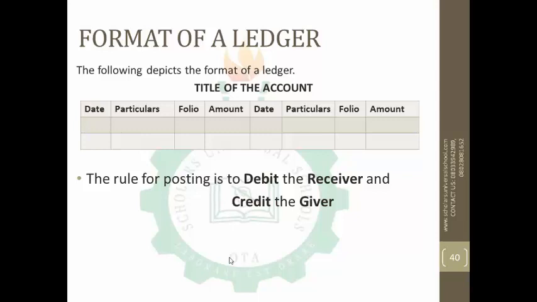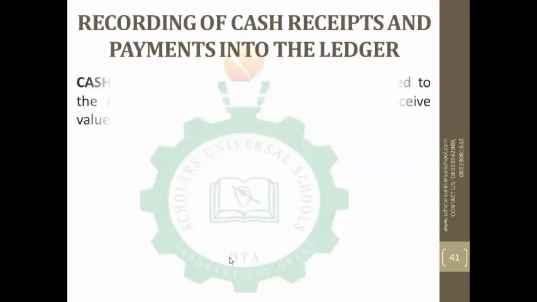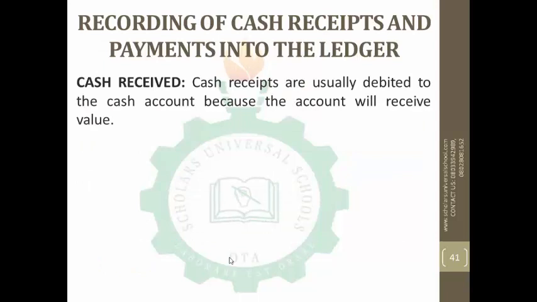Debit the receiver, credit the giver. It will help you because we will be applying them in our subsequent slides. All right. So now, when we talk about cash receipt, what is cash receipt? Cash receipts are usually debited. When you say cash receipt, you are receiving cash. Money is coming into you, that is, you are collecting, you are receiving.